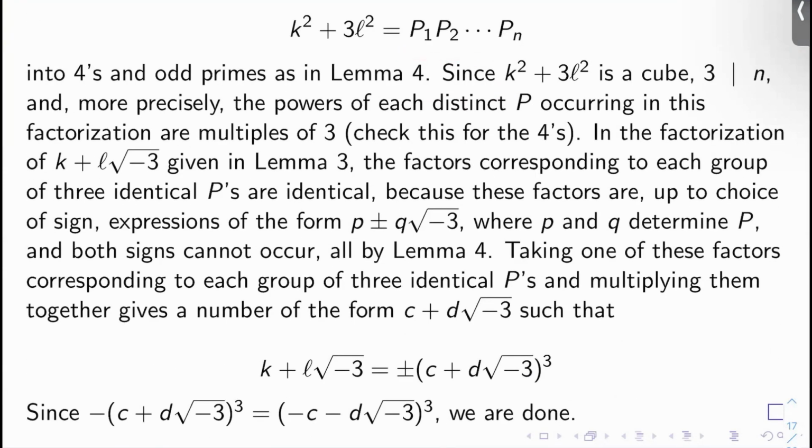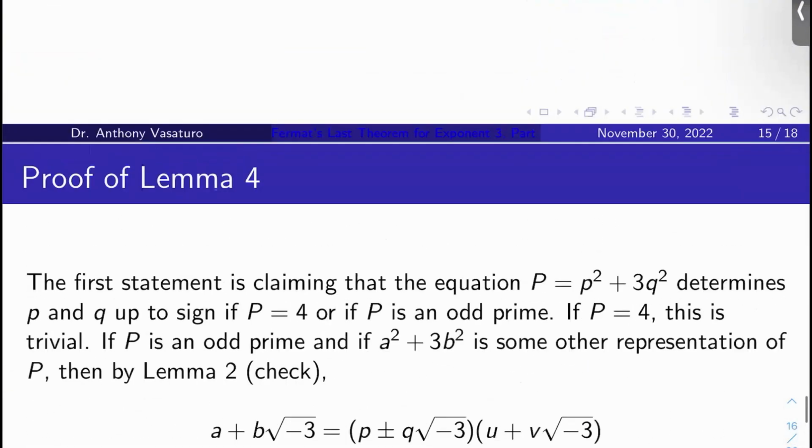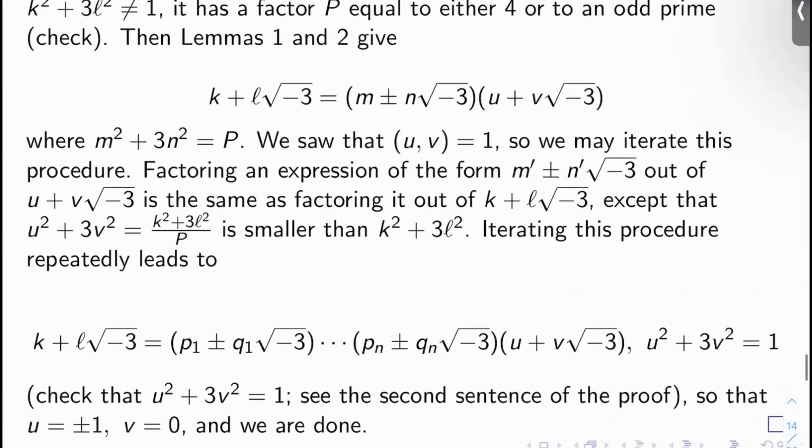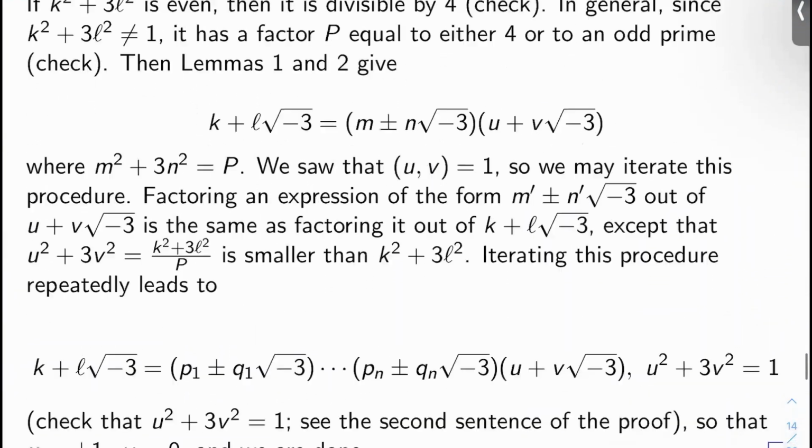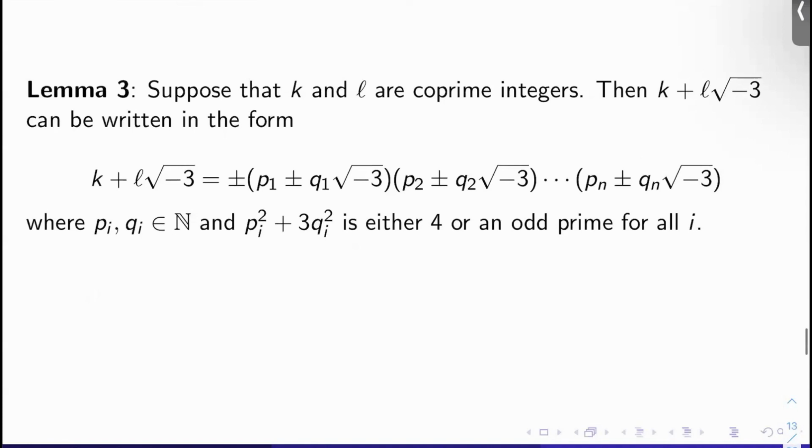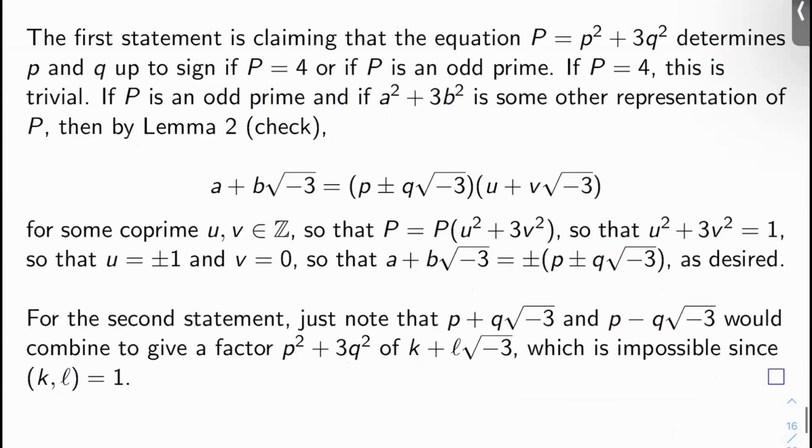You only took one factor per group of 3 p's, and all of the factors are the same for each p in a group of 3. So K plus L root negative 3 is this number cubed, okay? Up to sign, all right? So why up to sign? Well, in lemma 3, let's see, where is it? Yeah, in lemma 3, there was a plus or minus out front. So you didn't get rid of that.